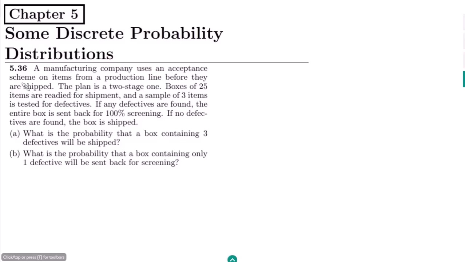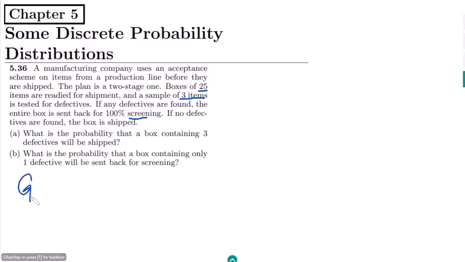This is question 5.36, and the statement of it is: a manufacturing company uses an acceptance scheme on items from a production line before they are shipped. The plan is a 2-stage one. Boxes of 25 items are ready for shipment, and a sample of 3 items is tested for defectives. If any defectives are found, the entire box is sent back for 100% screening. If no defectives are found, the box is shipped.